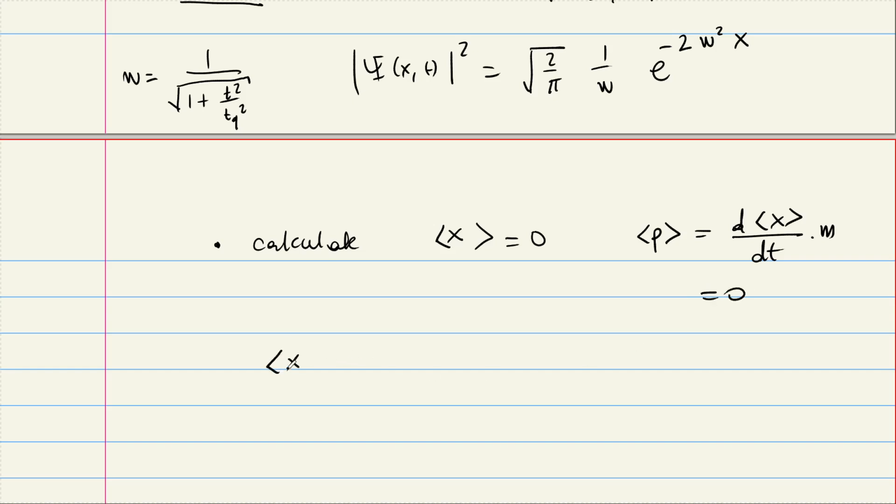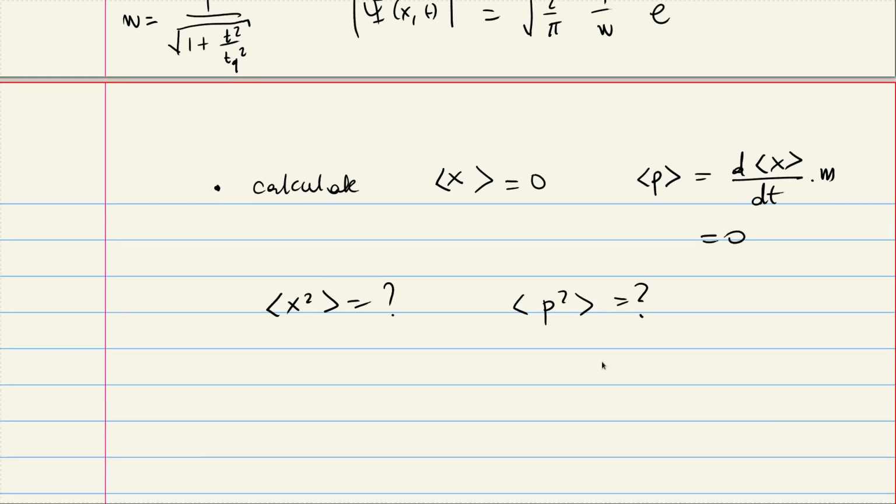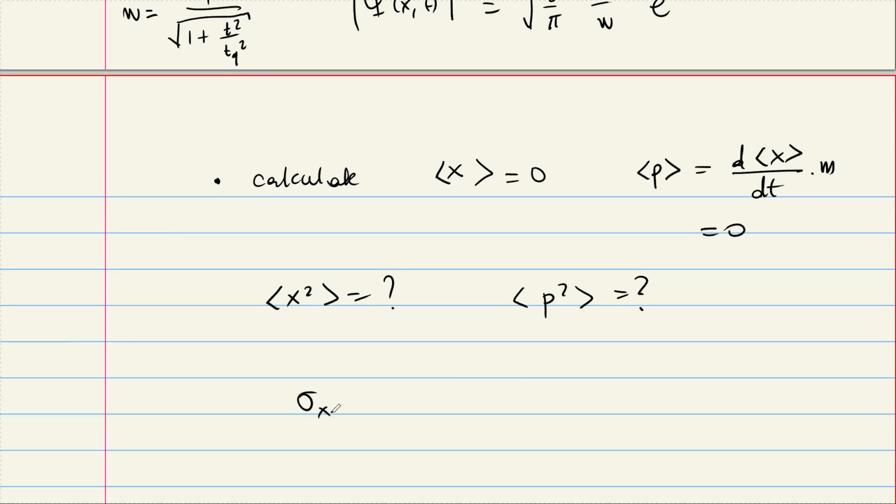But these are a little bit harder, right? What is x squared and what is p squared? And from here you can check sigma x times sigma p is bigger than h bar over 2, and see if uncertainty is obeyed.